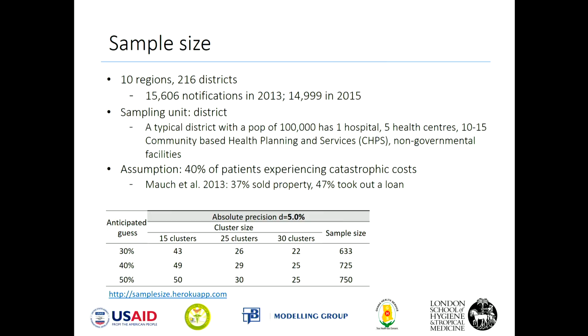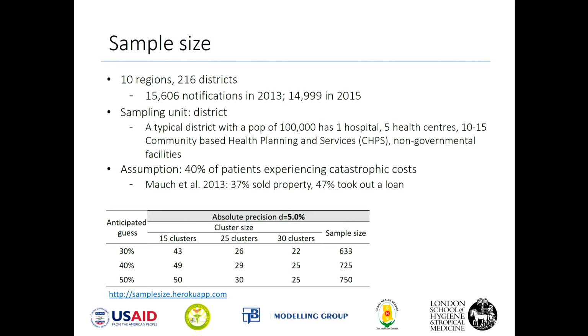So now I'd like to briefly describe the process of sampling for this survey. Ghana has 10 regions and just over 200 districts. Notifications are in the range of 15,000 and constant. We decided to use a district as a sampling unit for our survey, rather than an individual or the health facility.